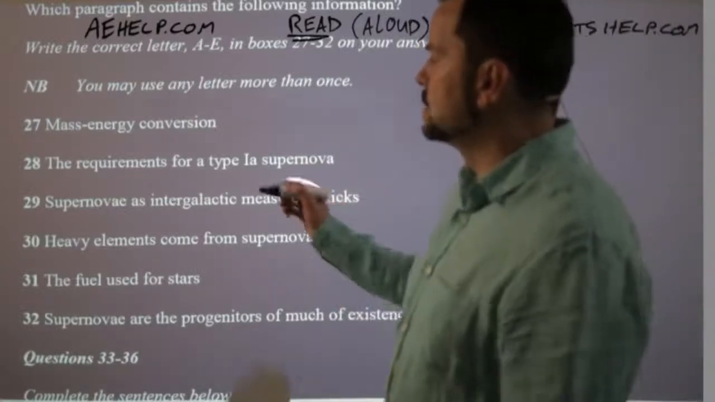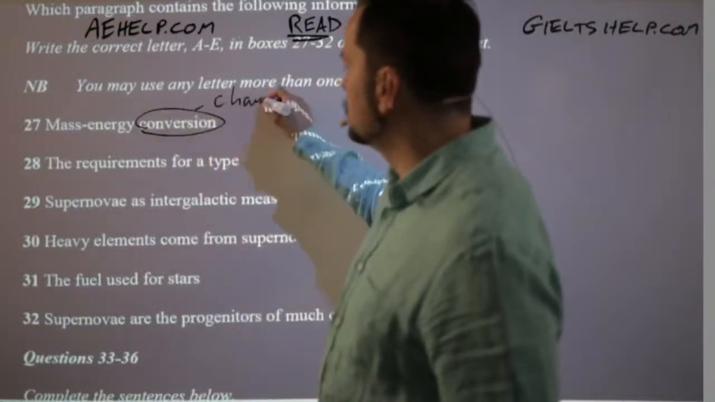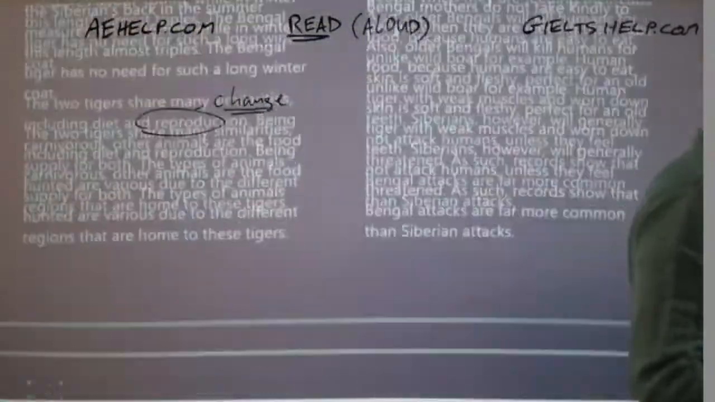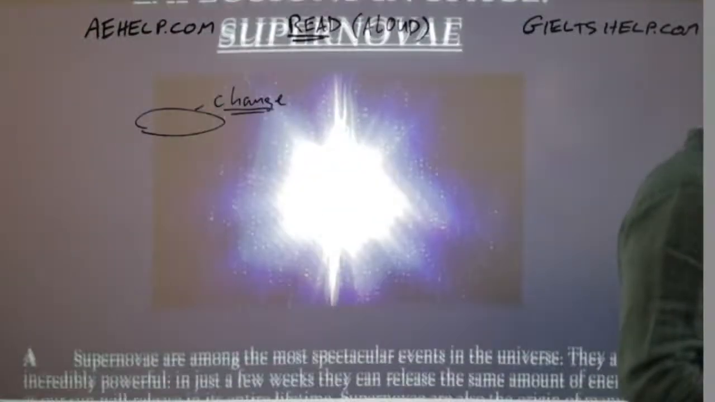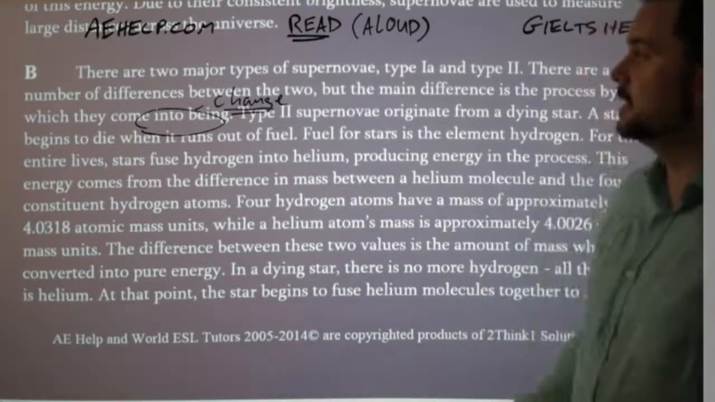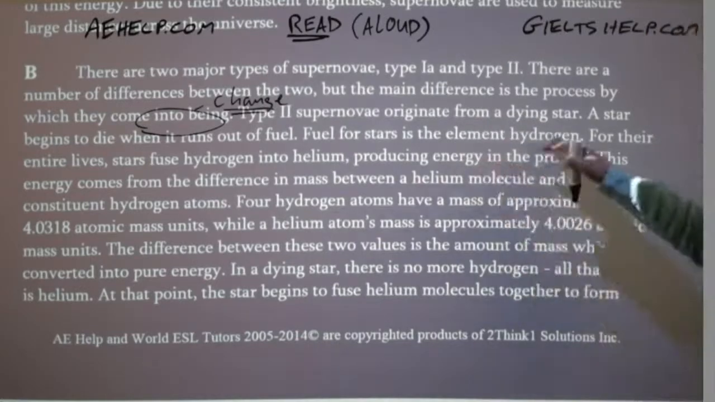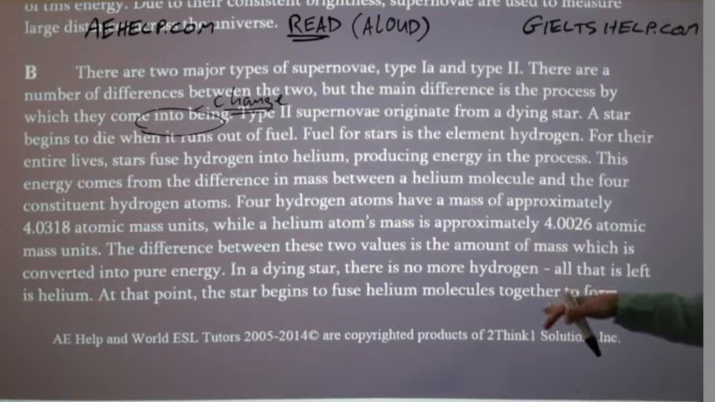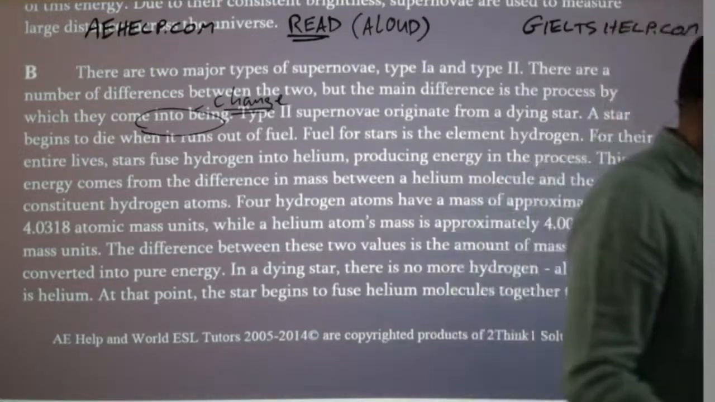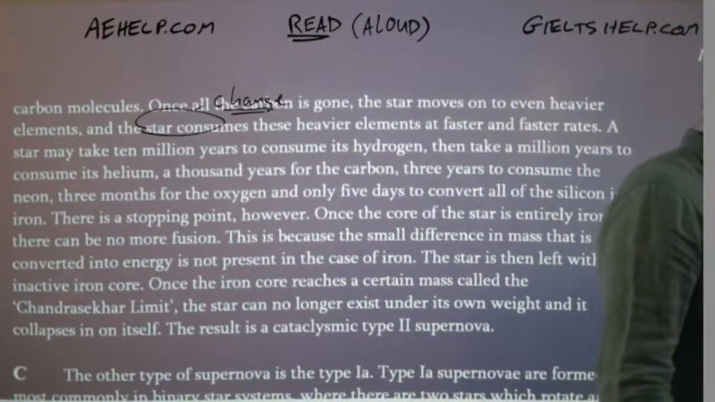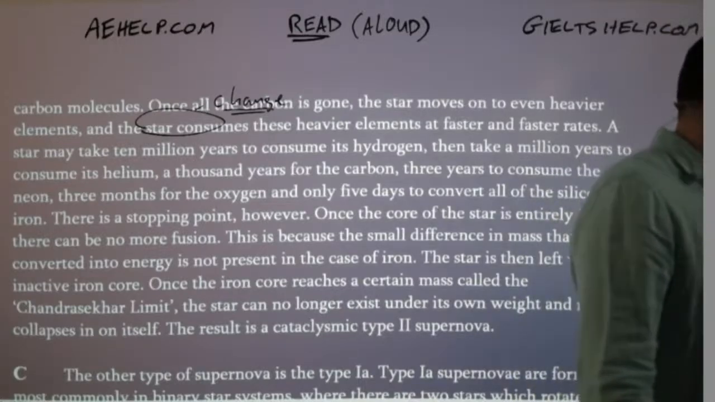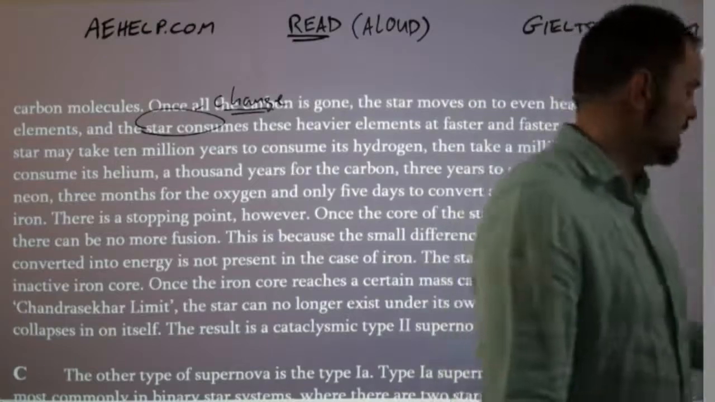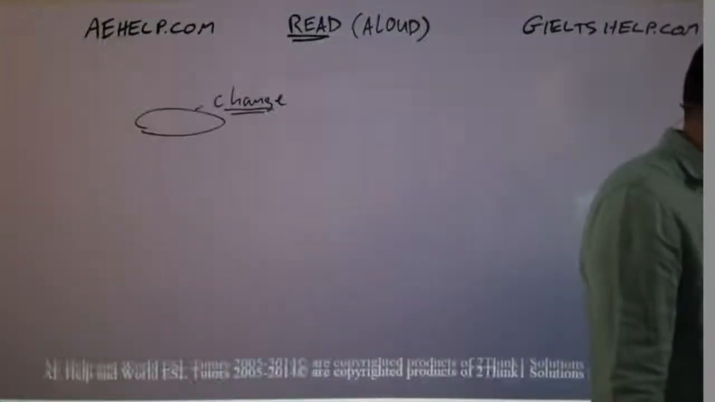Don't overthink it. So here the key word is conversion. Conversion means to change. Okay? And if you focus on this word change, you remember that, there we go, it's paragraph B that really talks about changing hydrogen into helium, and the difference in mass between the helium molecule. And then it talks more about changing the helium into other types of elements, such as carbon, and then carbon into neon, and iron eventually. So that's the mass energy conversion, absolutely. Okay, and be confident and then move on.